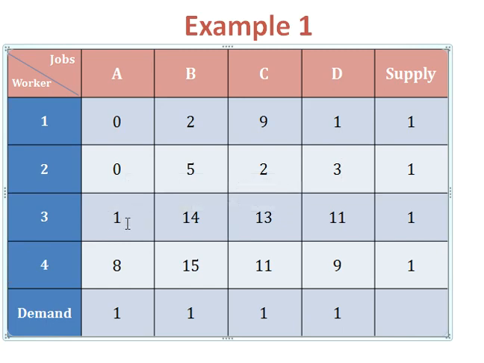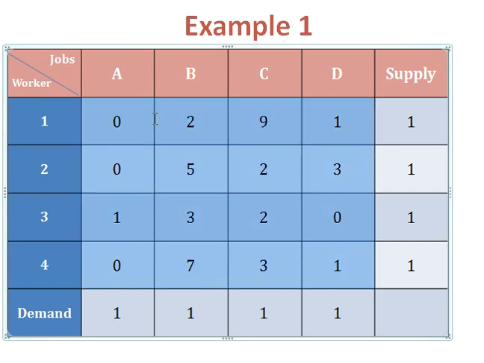So we'll have 1, 3 and 2, here 0. For the fourth row the minimum value available is 8, so we'll reduce 8 from each element in this fourth row, and we have this reduced matrix. Okay, step 1 of the algorithm is over. We have this reduced matrix with row minima.